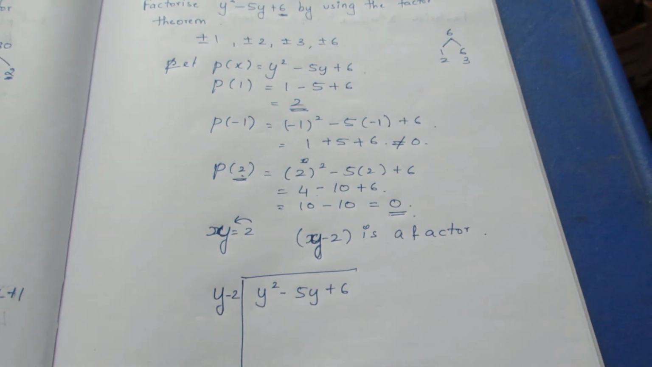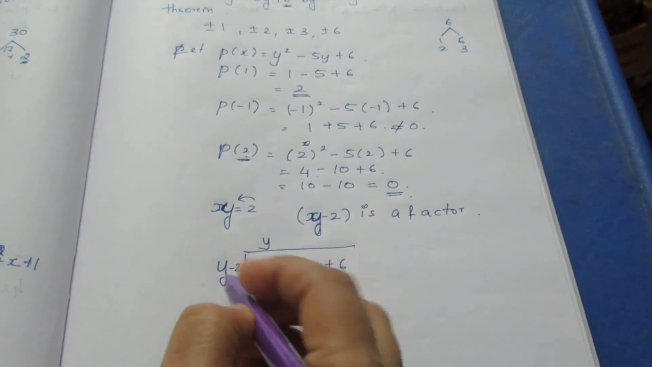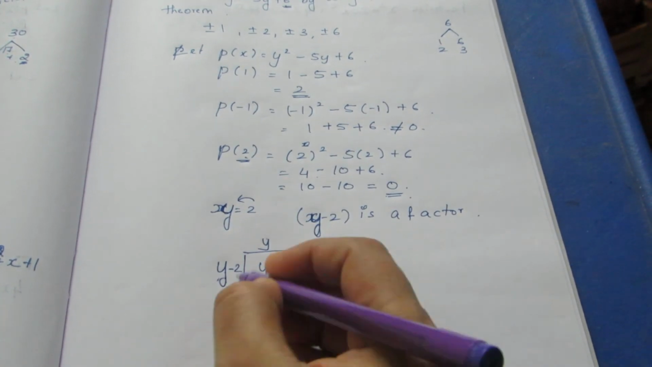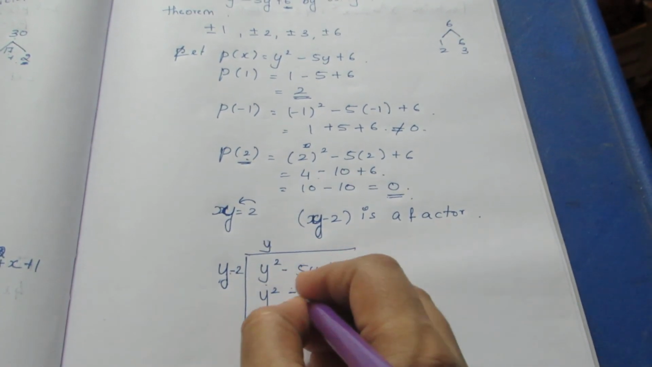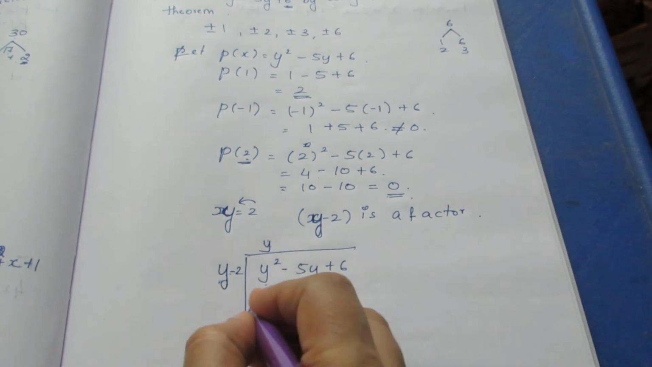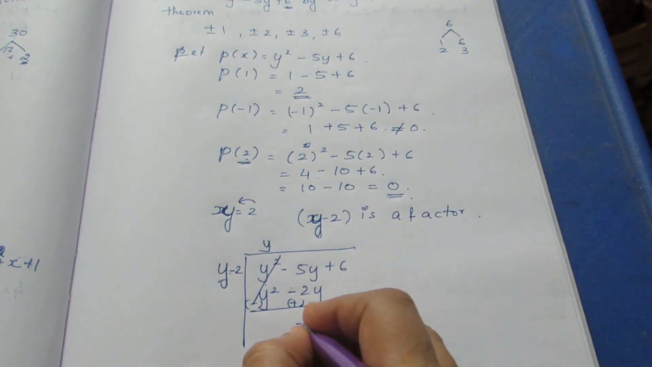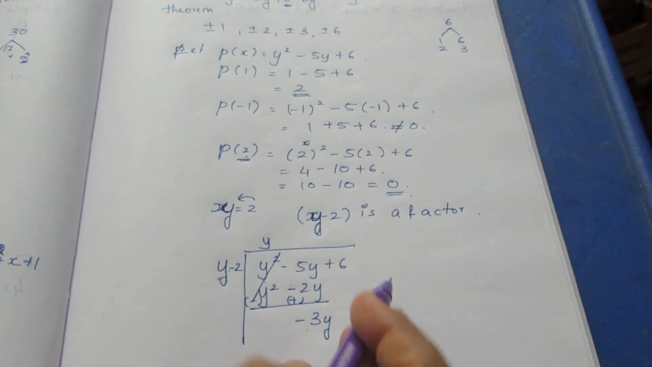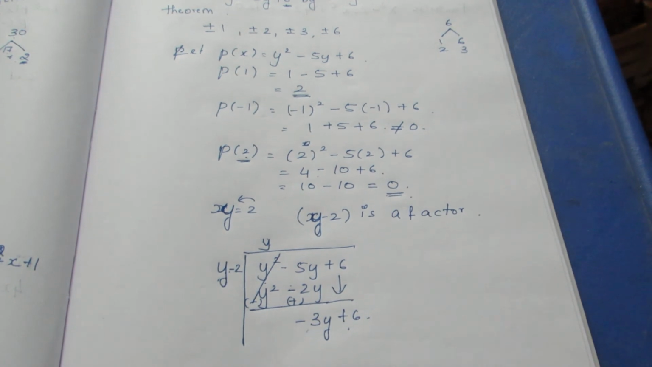You know that the remainder is 0. We can take the quotient y into y. You need to multiply this with y minus 2 to get this. So y into y gives y square. Now multiply by minus 2: minus 2 into y is minus 2y. Change the sign, as you need to subtract. So this gets cancelled and here it becomes minus 3y. Bring the number down, so plus 6 comes down.